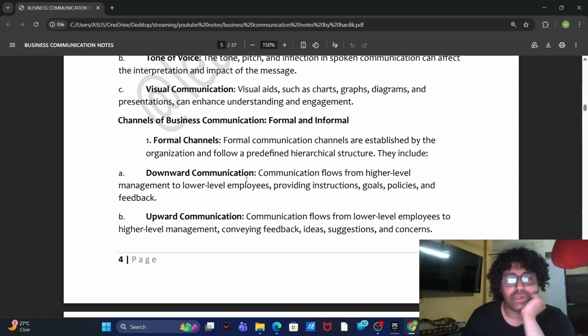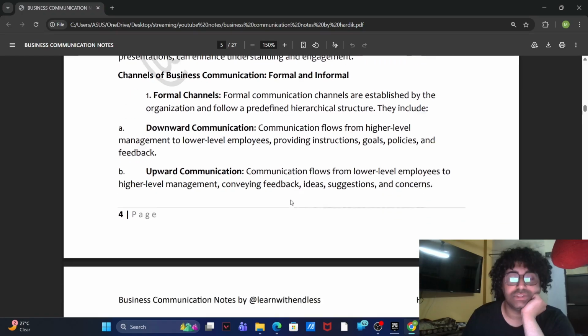Downward communication. Communication flows from higher level management to the low level employees, providing instructions, goals, policies, and feedback. Upward communication. Communication flows from lower level employees to higher level management, conveying feedback, ideas, suggestions, and concerns.